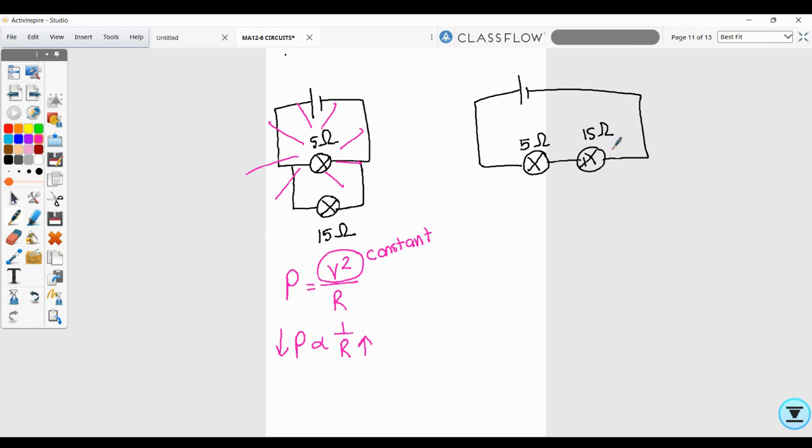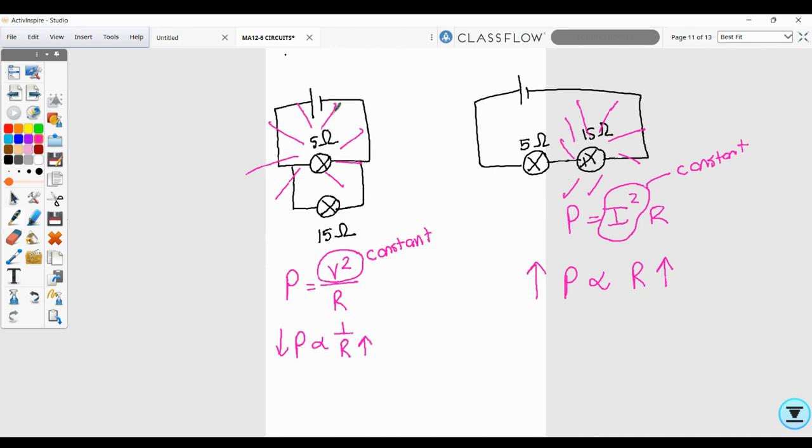But now if I go to series, what remains constant in series? Current. So now you use P equals I squared R. Here it's I squared that remains constant. If and only if I squared is constant, can I say that P is directly proportional to R. So this time, the highest resistance gives the higher power. Which one will be the brightest now? The 15 ohm.